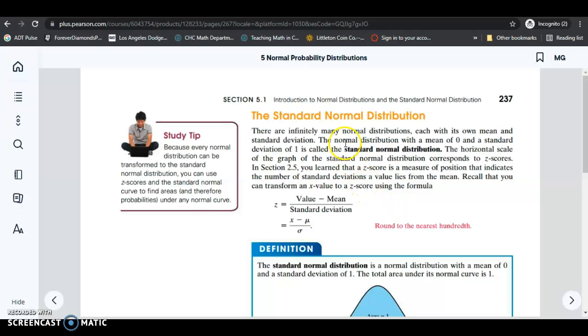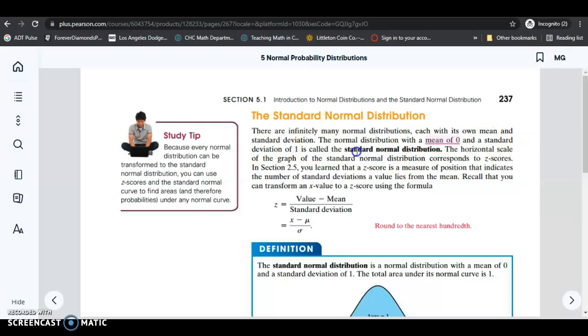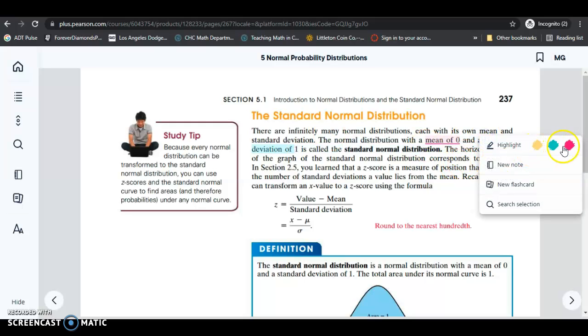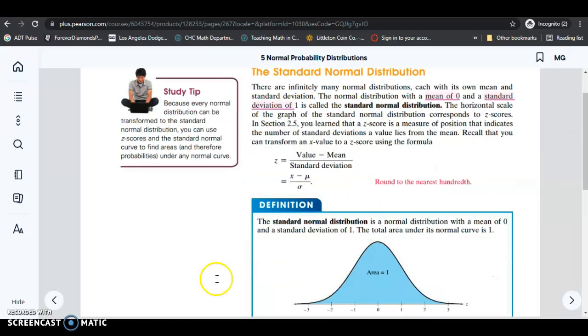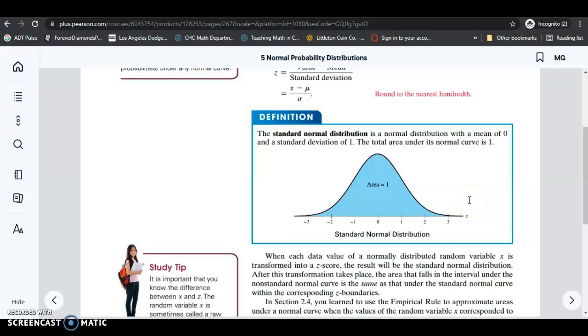Let's talk briefly about the standard normal distribution. Remember, the normal distribution with the mean of 0 and standard deviation of 1 is called the standard normal distribution. So it's important to know that. For any standard normal distribution, the mean is always going to be 0, and the standard deviation is always going to be equal to 1. Just like with any normal distribution, the total area inside the curve is 1, and the values you see on the horizontal axis are called z-scores.